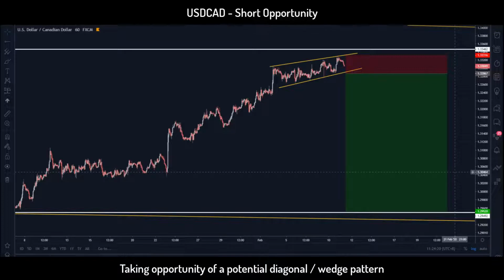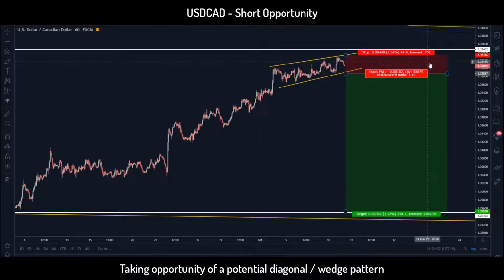So when I put in this particular tool, which is the short setup, I can clearly see over here the risk to reward ratio of this trade idea can be as high as 7.5, close to 7.5 times. In other words, for every dollar that I'm putting at risk, I can potentially get back close to 7.5 times of the risk.